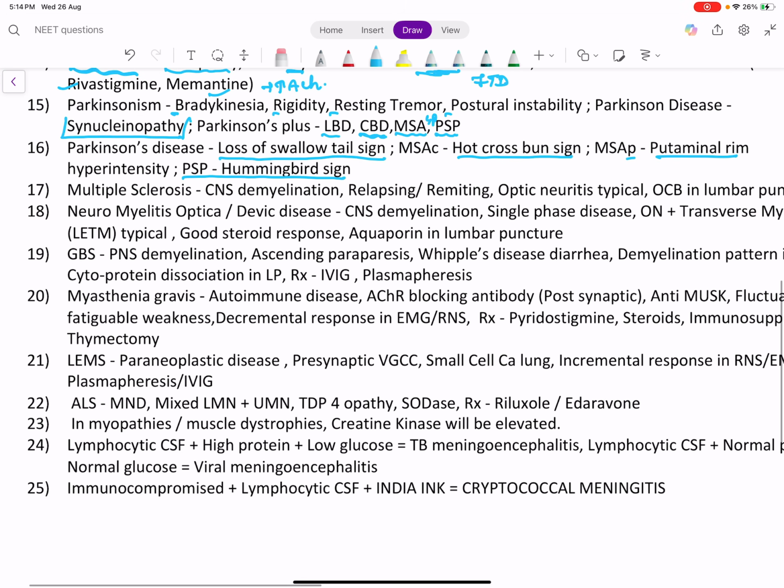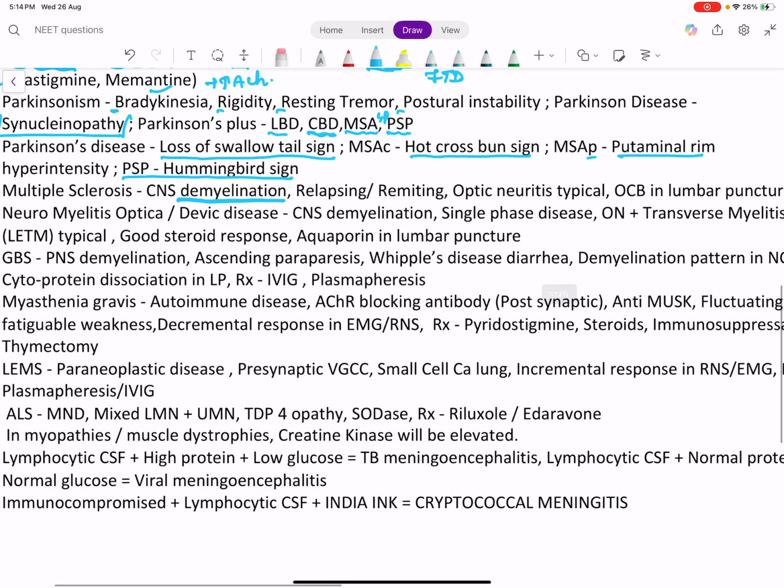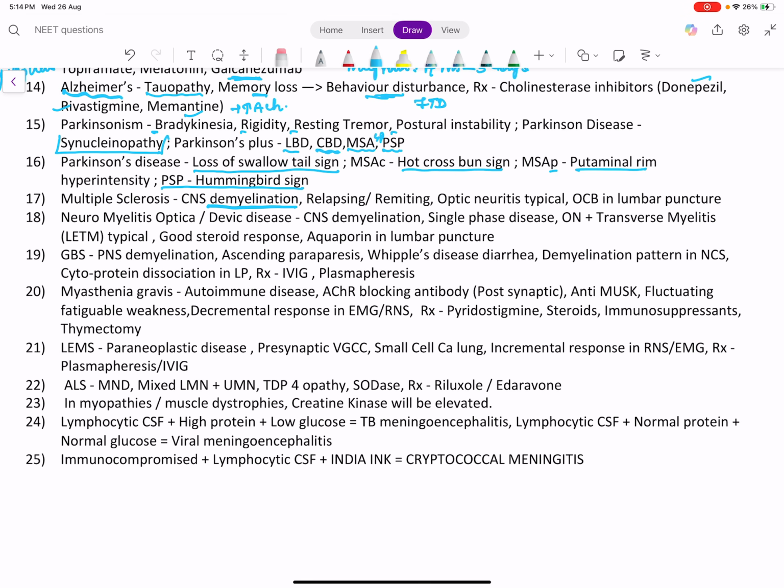Now coming to demyelinating diseases, multiple sclerosis. Multiple sclerosis is CNS demyelination. Multiple sclerosis is a relapsing remitting disease. Optic neuritis is typical here, and if you do lumbar puncture, we have oligoclonal bands.